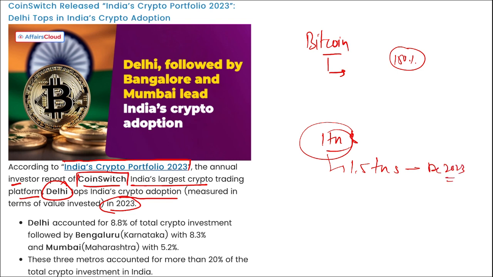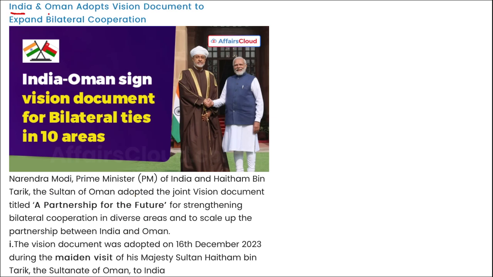Moving on. Next, India and Oman have adopted a vision document to expand the bilateral cooperation. I repeat, what is the name of this vision document? It was titled A Partnership for the Future. This is the name of this joint vision document, titled A Partnership for the Future, for strengthening the bilateral cooperation in diverse areas and to scale up the partnership between India and Oman.